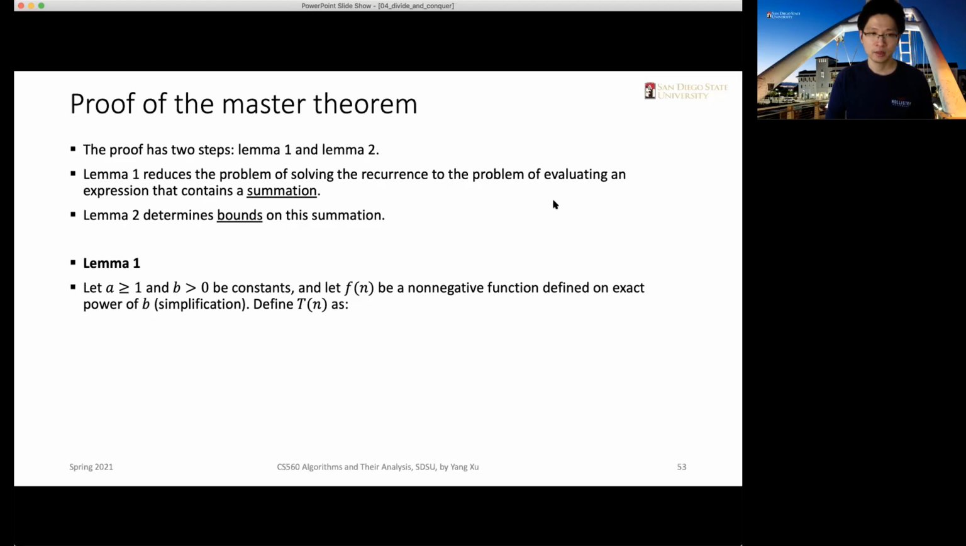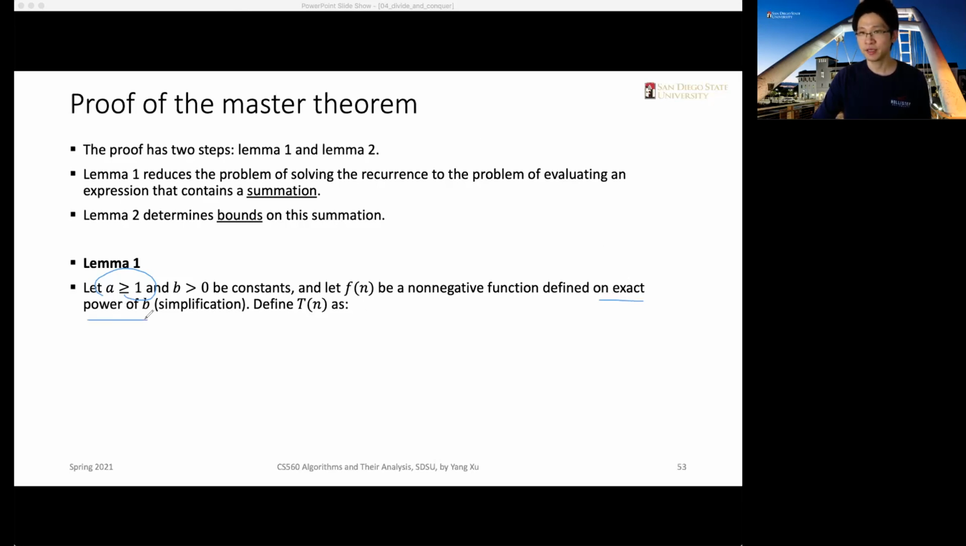Right. So the lemma 1 says that given a and b that are constants, and a is something that's greater than 1, okay, then f of n is a non-negative function, okay, that is defined on some exact power of b.